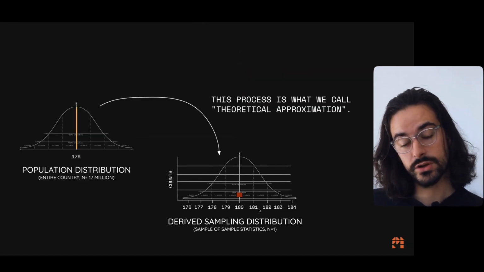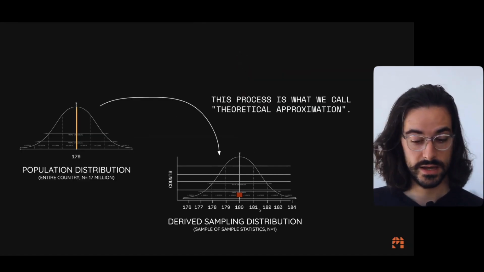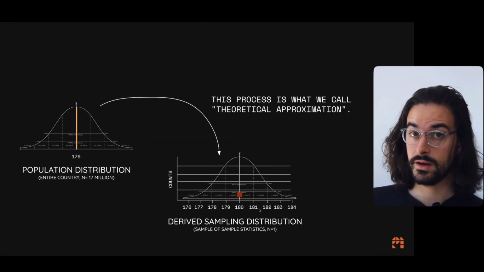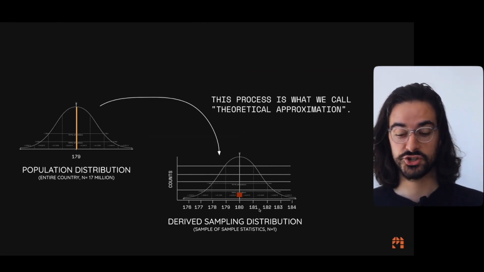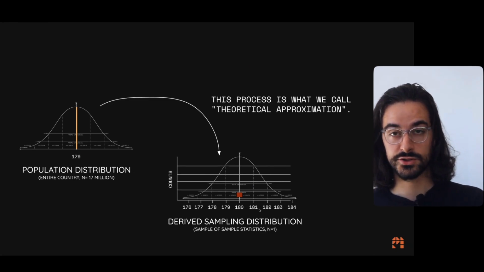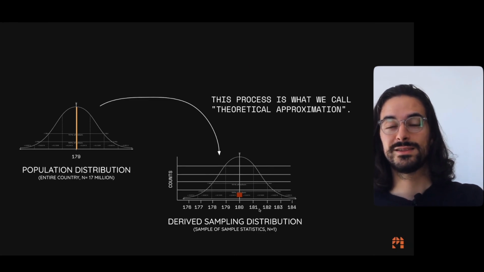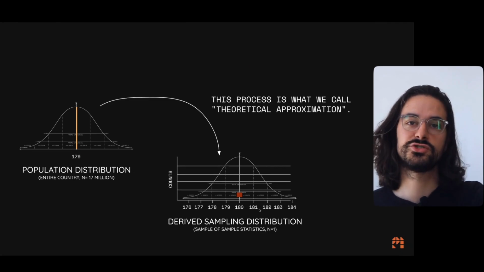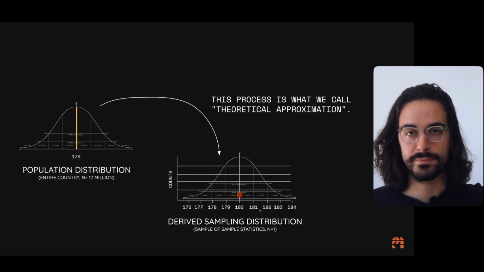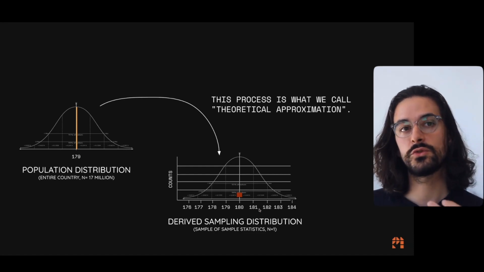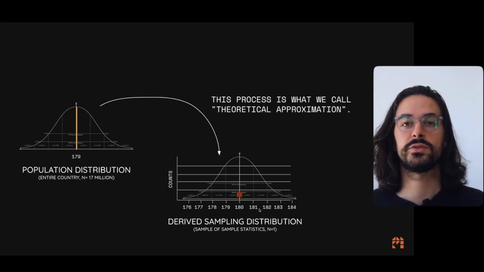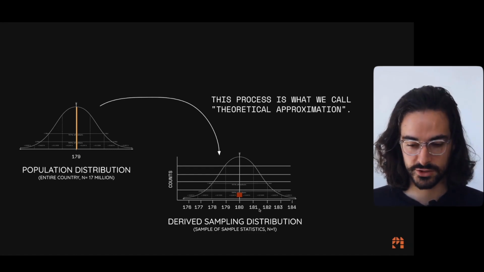This process is what we call theoretical approximation, okay? Because we're using theory, we're using this formula that SPSS is calculating for us to approximate the shape of our sampling distribution that would have been the shape of an ideal sampling distribution, referring to a population distribution, okay? So we're trying to sort of create in a laboratory, right? We're trying to create a synthetic ideal sampling distribution, and that's what the derived sampling distribution is.